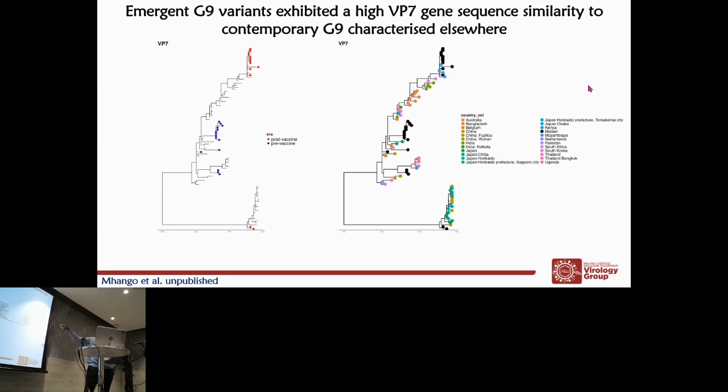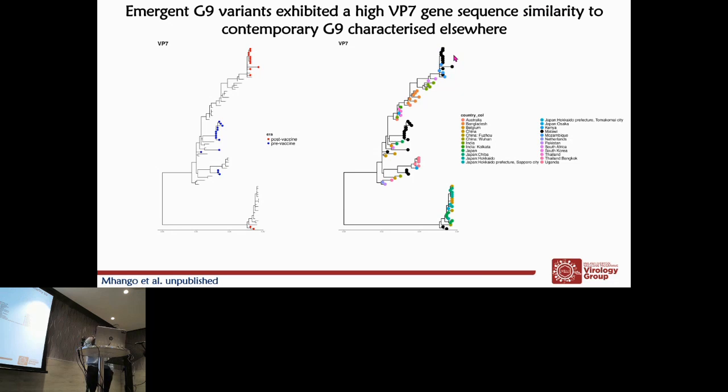So the first tree is actually just showing you where our Malawian samples are. The blue ones are in the previous samples. I'm not going to focus much on that. I'm only going to focus on the clade that is on top. When you look at the second tree, you would see that within this cluster, our samples were closely related to samples that have been characterized in Mozambique.